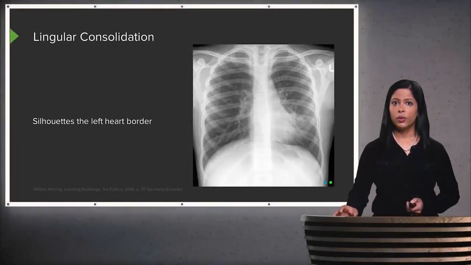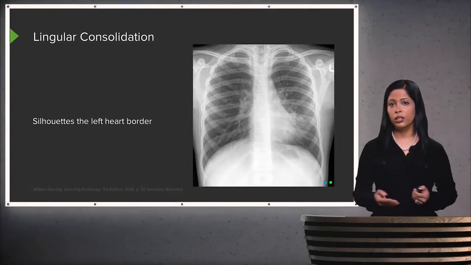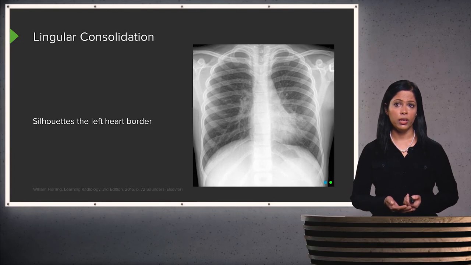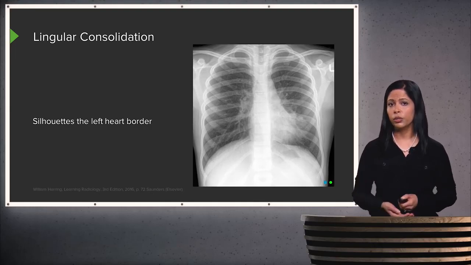So here we have silhouetting of the left heart border. You can see that the right heart border is pretty clearly visualized, while the left heart border has a sharp margin here and then all of a sudden becomes somewhat hazy here. So this is an example of a lingular consolidation. So the lingula is actually a portion of the left upper lobe, if you recall. However, it's in the same location as the right middle lobe. So it's somewhat a separate structure, although technically it's considered part of the left upper lobe.